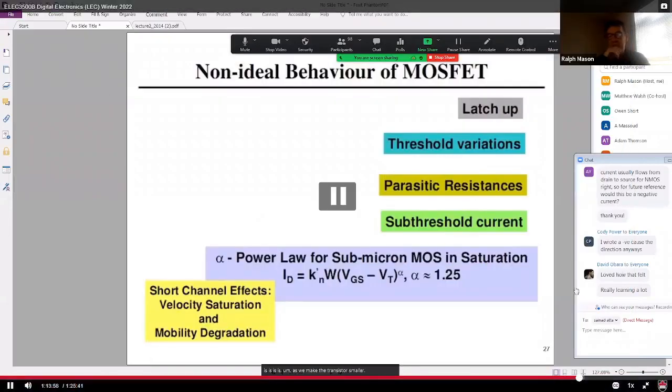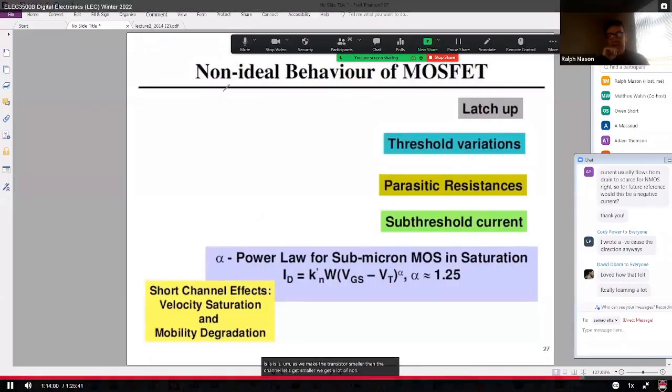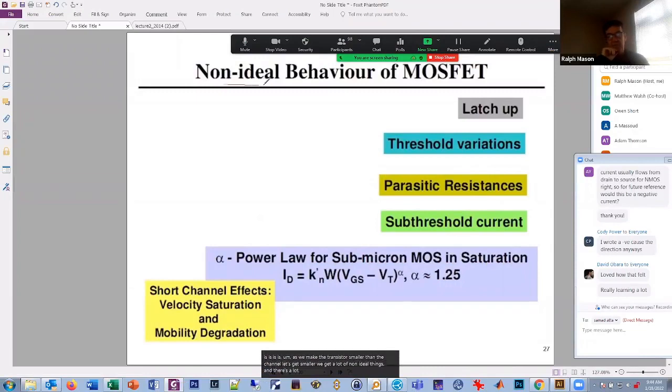As devices get smaller and the channel lengths get smaller, we get a lot of non-ideal things. And there's a lot of them. I'm not going to go through them all. I'm just going to highlight some of the important ones. There's a thing called latchup that can occur. That's when your transistors short circuit to each other in CMOS circuits.